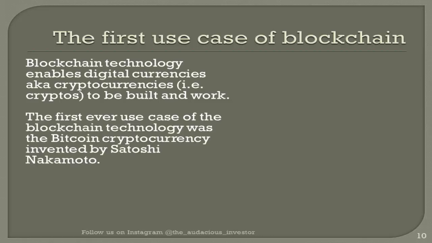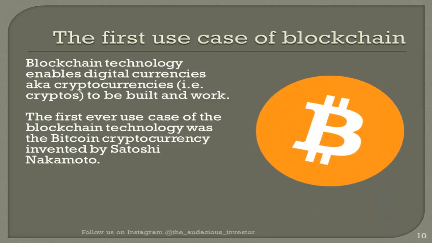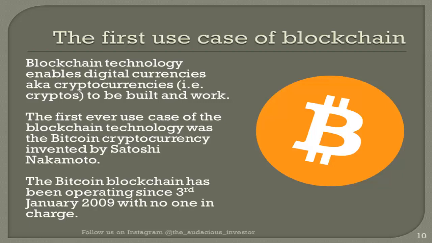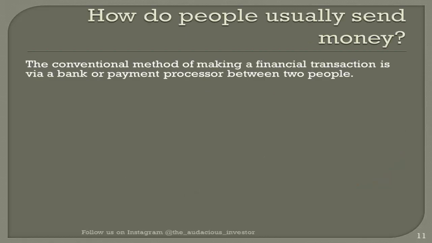So the first ever use case of the blockchain technology was the Bitcoin cryptocurrency, and that was invented by Satoshi Nakamoto, and that's the logo of Bitcoin. It's known by that logo right there. Now the Bitcoin blockchain has been operating since 3rd of January 2009 with no one in charge. Just think about that for a second. We have a system, the blockchain itself, that's been operating since 2009, and there is no one in charge of that blockchain. It's amazing.